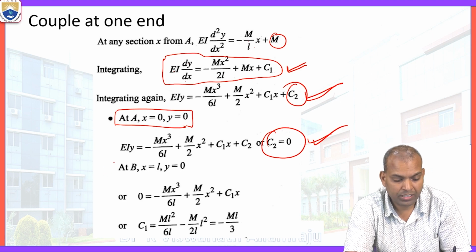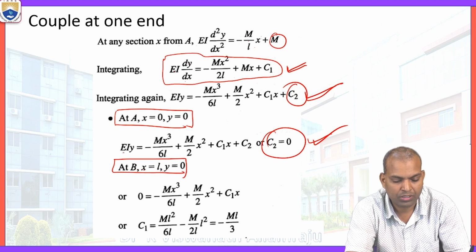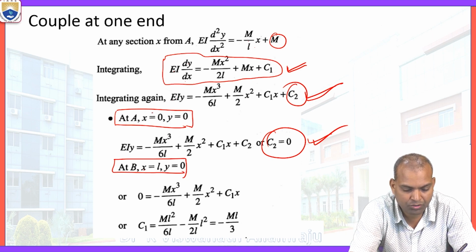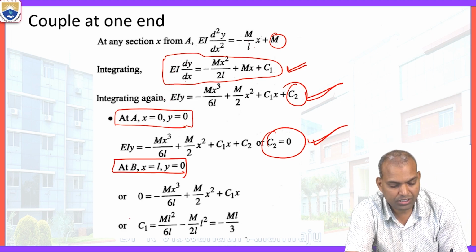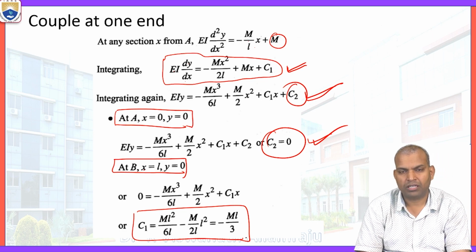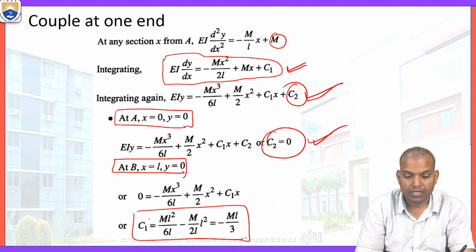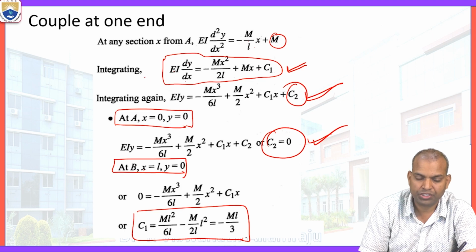After getting the second constant of integration, then substitute at B. What is at B? x equal to L and y equal to 0. Then we get C1. The C1 value is minus ML by 3. So here the boundary conditions are related to the deflection, and there are two unknowns, C1 and C2, that means two constants of integration, and there are two boundary conditions. That's why we got the C1 and C2 values. Substitute C1 and C2 in the slope and deflection equations, then you will get the governing slope and deflection equations of this case study.